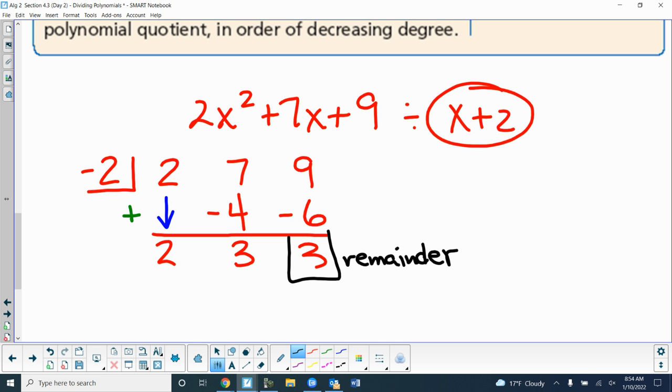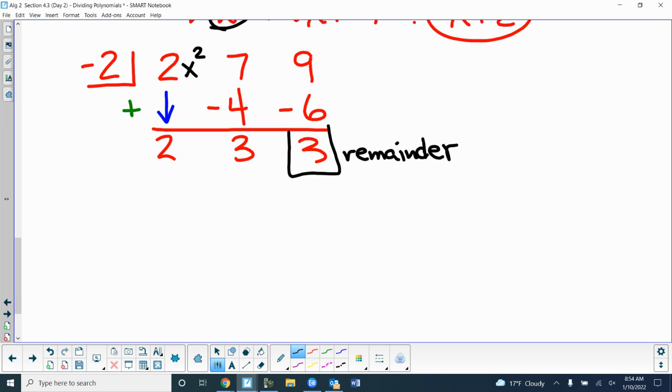Okay? Now remember, this first 2 was 2x squared, right? When you do synthetic division and write your answer, the variable is always to the one less power. So this is 2x to the first plus 3, because it was a positive 3. If that's a negative 3, I'd write minus 3. And then my remainder, I just put plus 3 over x plus 2.